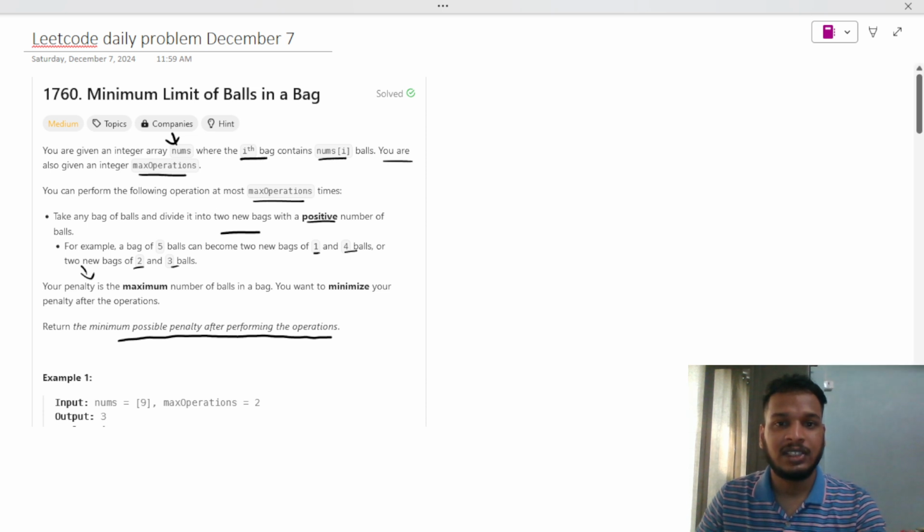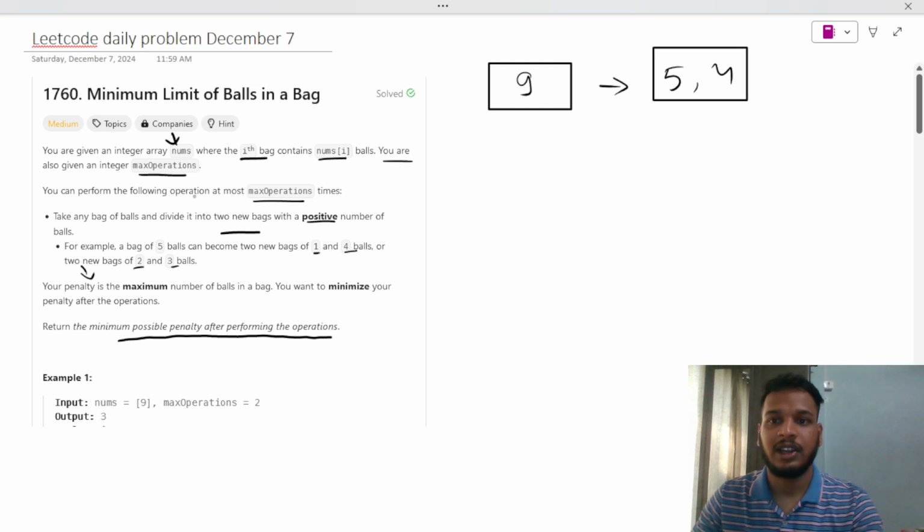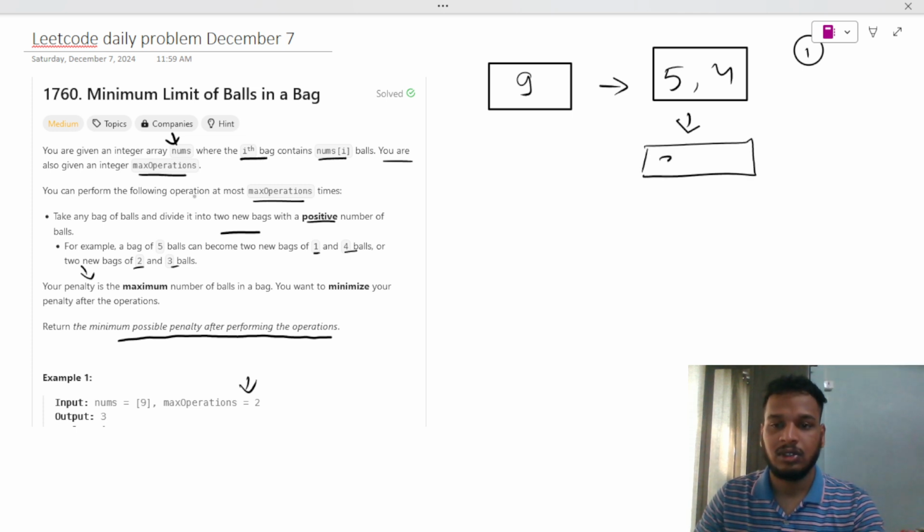So let's take an input array like [9]. How can I split it? I can split 9 into 5 and 4. How many operations am I taking? If I split this, I have taken one operation. Now I can split 5 again into 3 and 2, with 4 remaining. Now it took two operations. I can also split 9 into 4, 4, 1.